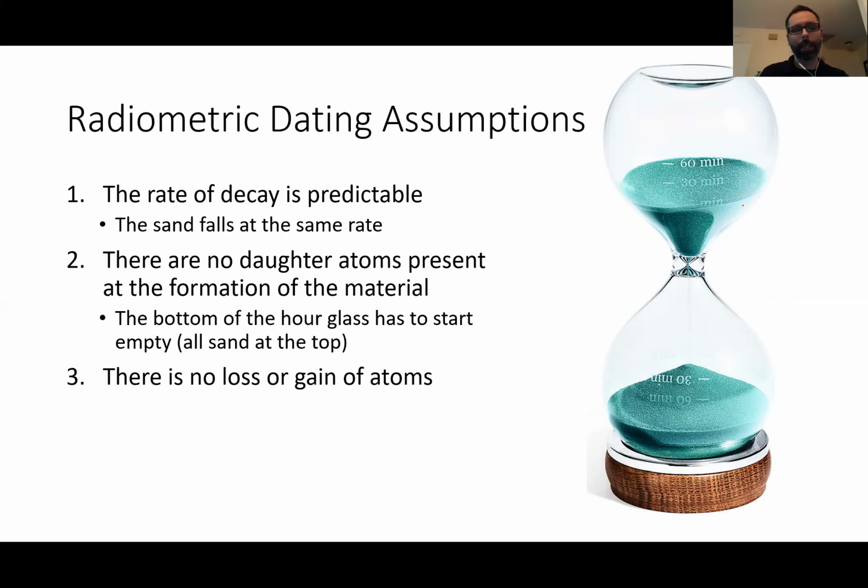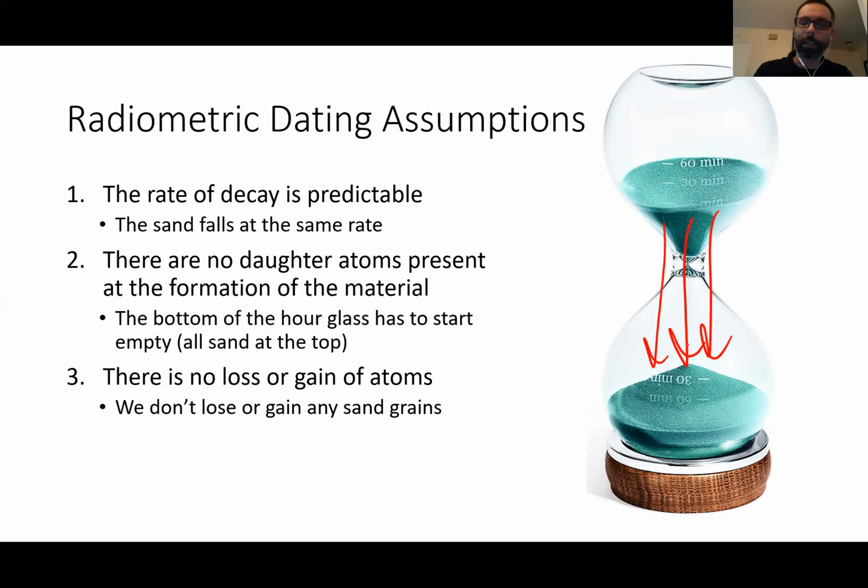The last thing is that you can't lose or gain atoms, or lose or gain sand. Imagine your sand grains are falling at the normal rate. Everything's fine, but someone or something is adding more sand into the top as you go, right? And so it's going to take longer for the sand to go through. It's going to seem like it took an hour, but it actually took more than an hour, because more sand fell than was already there. Or for whatever reason, maybe somehow some sand is being removed as the sand is falling. This would make it seem like there was a shorter time than an hour, right? And so these are all things that would mess up an hourglass, and they would also mess up radiometric dating.